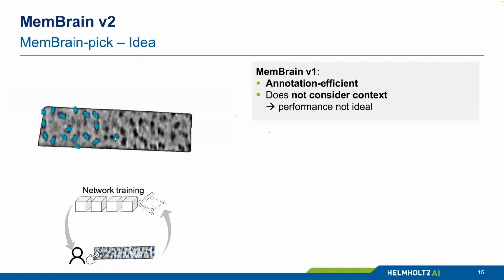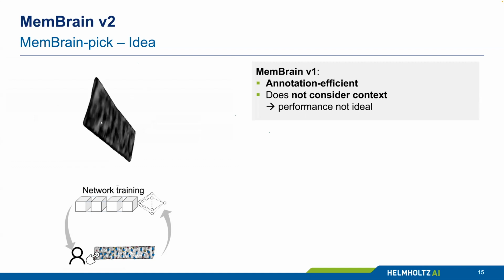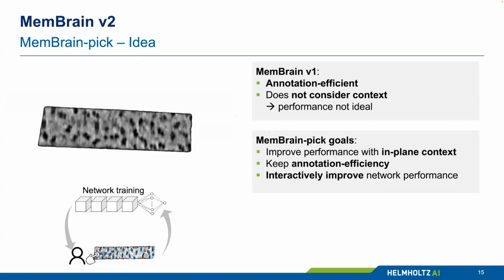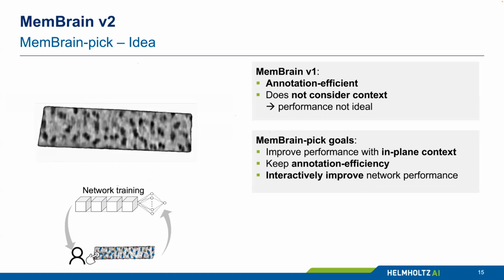And one of them was that it was very annotation efficient. So even with a couple of training membranes, it already gave a decent performance. But the performance was also limited due to some design choices. So we tried to overcome that. And that's what we tried to do with MembranePick. So we wanted to improve the performance that the model can really have in localizing membrane proteins. But at the same time, we also wanted to keep this nice feature of the annotation efficiency. So just need a couple of training membranes to get a decent performance.